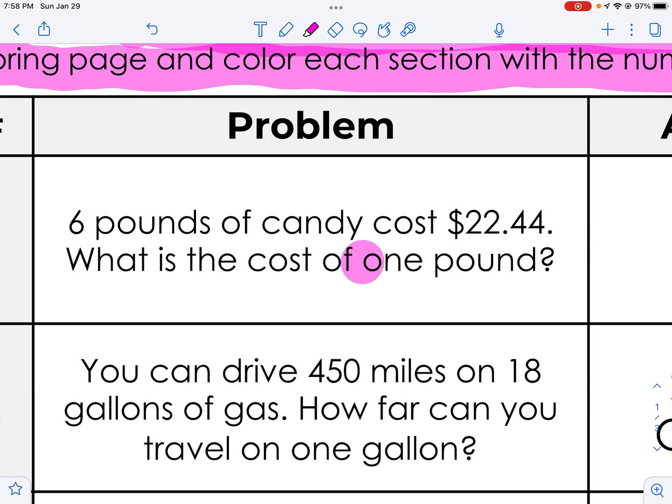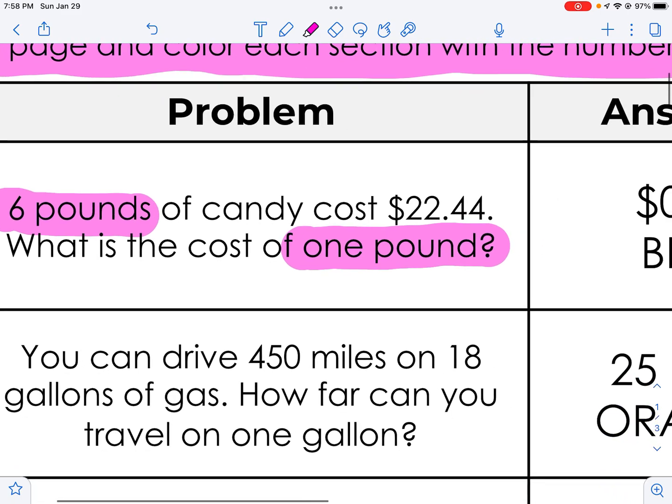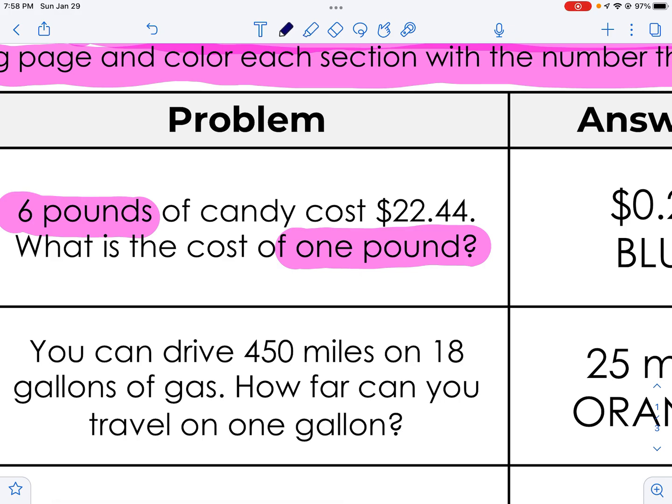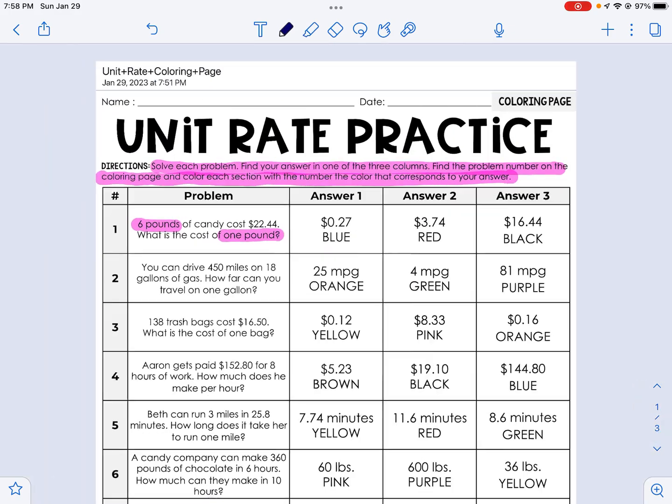Okay, so I'm going to highlight, I want to know how much 1 pound is going to cost, which means I'm going to try to get my pounds, the 6, to 1, because that's what the question is asking for. If the question was asking for money, I would get the money down to 1, but since it's asking for pounds, I want to get the pound down to 1. Okay, you could do this 2 different ways. You could do a ratio table. So I'll show you how a ratio table would work.